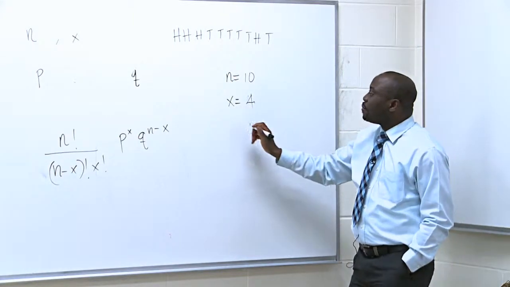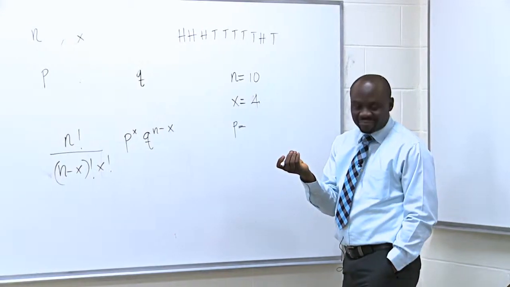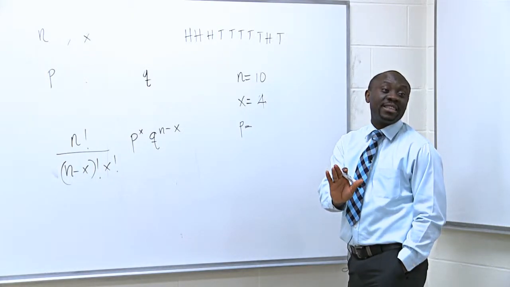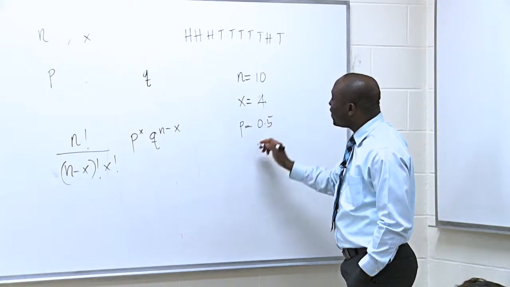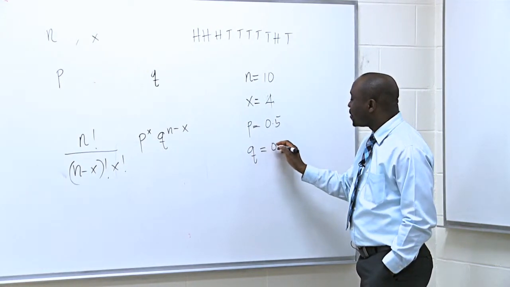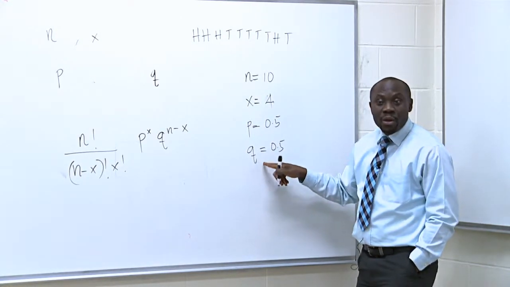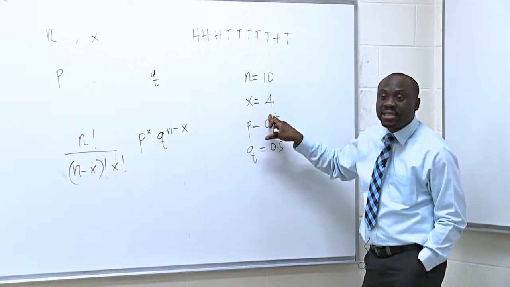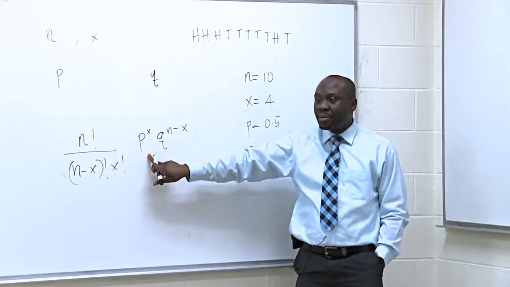Now, what would be the probability of success for a coin? When you toss a coin, what is the probability of obtaining heads? 1/2, 0.5. And what's the probability of not getting a head? That's another 1/2, 0.5. That is the probability of failure, right? So if you want to compute the probability of obtaining 4 heads when a coin is tossed 10 times, you will use this formula to figure that out.